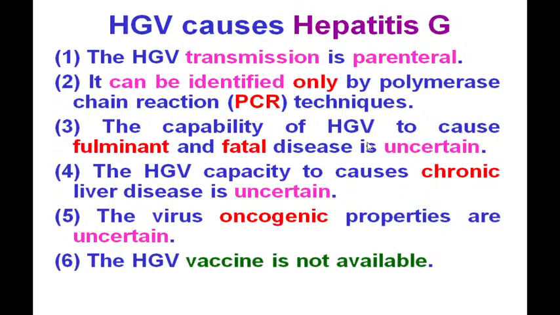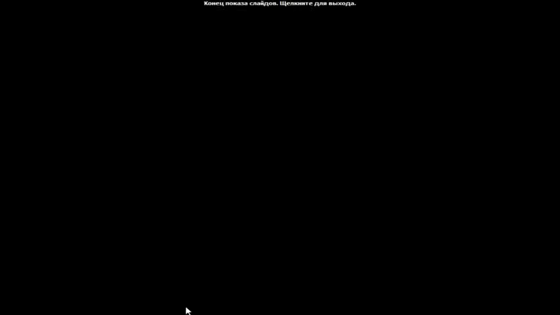The capability of hepatitis G virus to cause fulminant or fatal disease is not known yet. We don't have enough cases to be certain about these modes of disease. We don't really know about chronic disease, we don't know about oncogenicity, and vaccines are not available. So we don't know much about hepatitis G by now, but with this we may finish today's lecture.